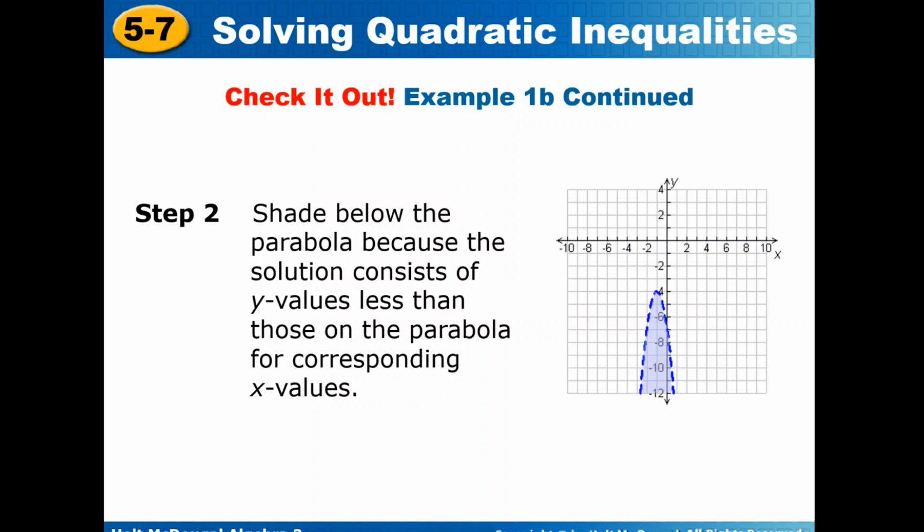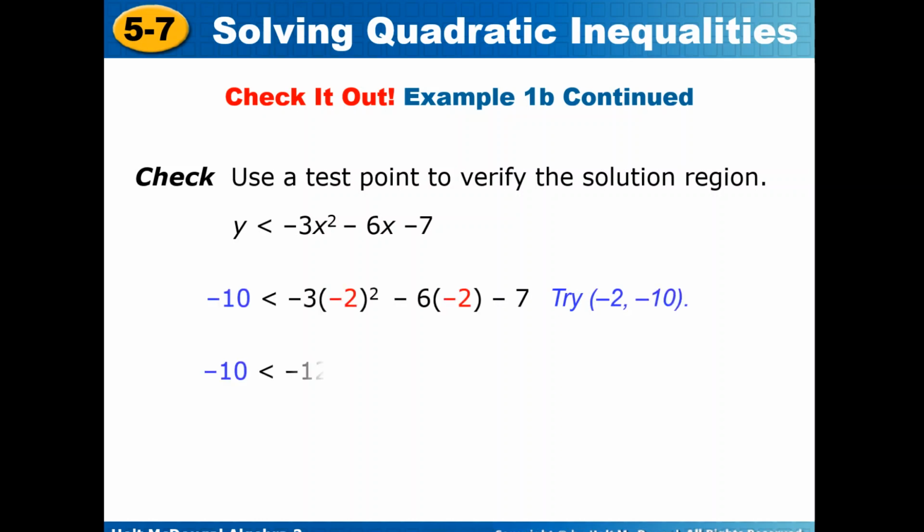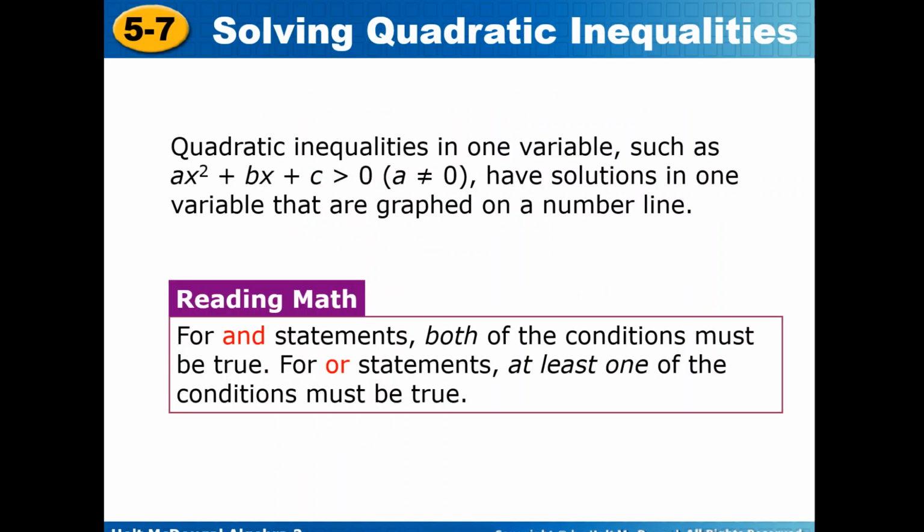And then we could choose a test point to check this and make sure. The test point we might choose would be (-2, -10). We fill in all of our values and do the math and see that -10 is less than -7, which is true, so we know we did the problem correctly.